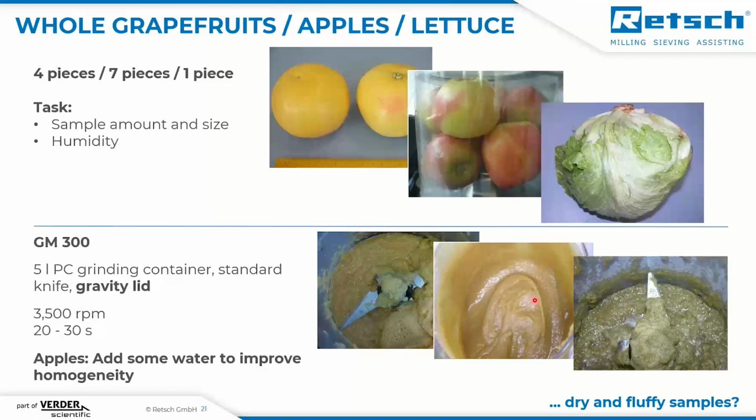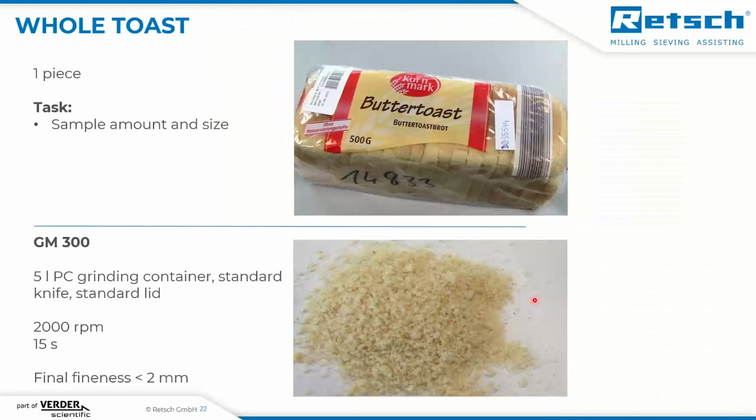Dry and fluffy samples like this bread can also be done. This complete bread was put into the GM300 with the standard equipment. So here we need the standard lid. We really need some room in the beginning to have enough place for the sample. At medium speed, 15 seconds, and the sample is homogenized to 2 millimeter particles.